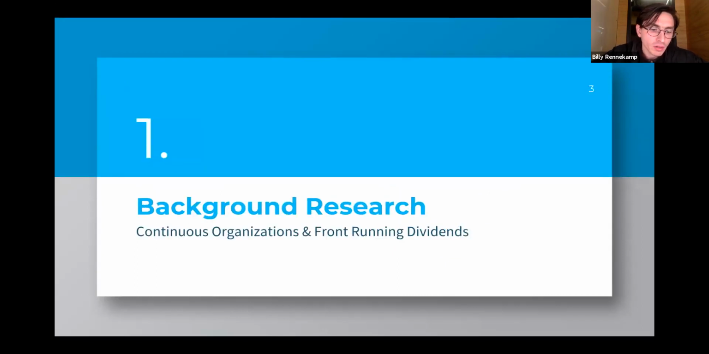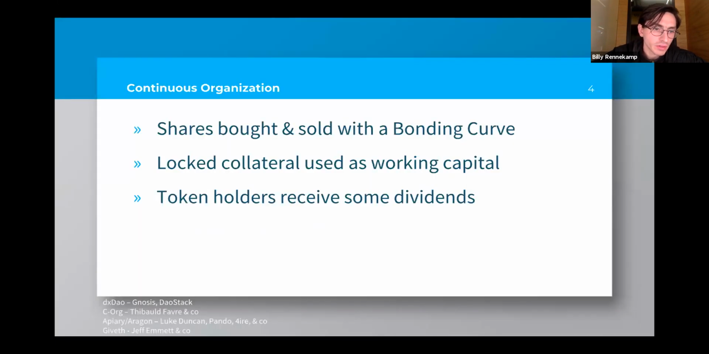This actually all began because of some work that I've been doing for Gnosis regarding continuous organizations. If you're not familiar with that concept, there's a lot of writing about it, especially around Apiary from Aragon with Luke Duncan, being worked on by Pando and 4ire, others, as well as continuous organization from Thibaut Favre. DXDAO is the topic that I've been working on more specifically with Gnosis. It's involved with DAO Stack, also Jeff Emmett and others from Giveth have all been working around this topic.